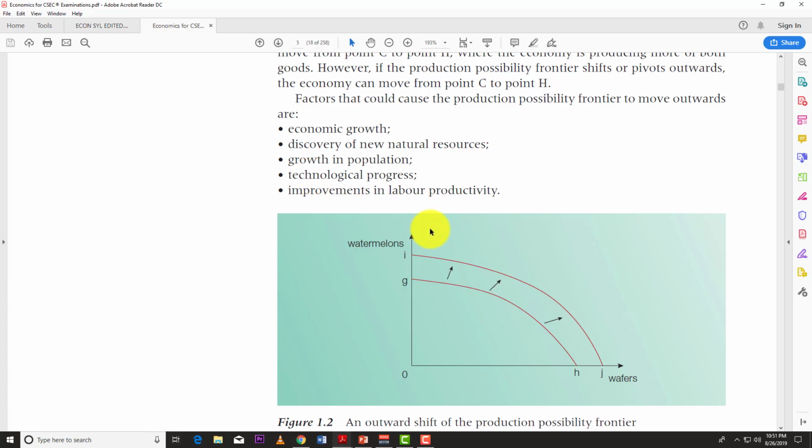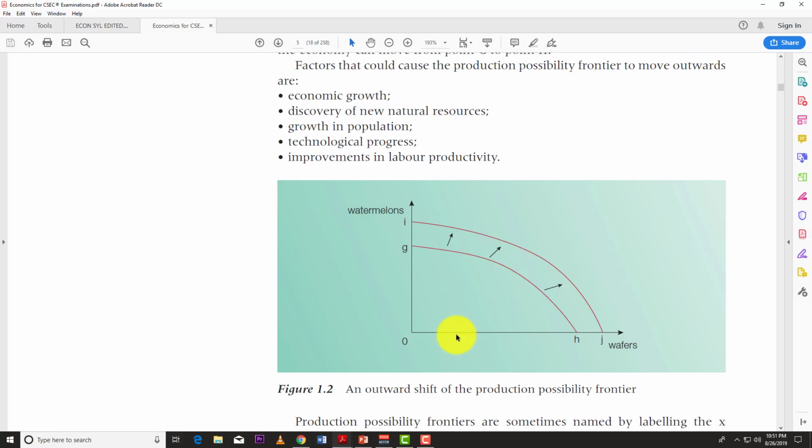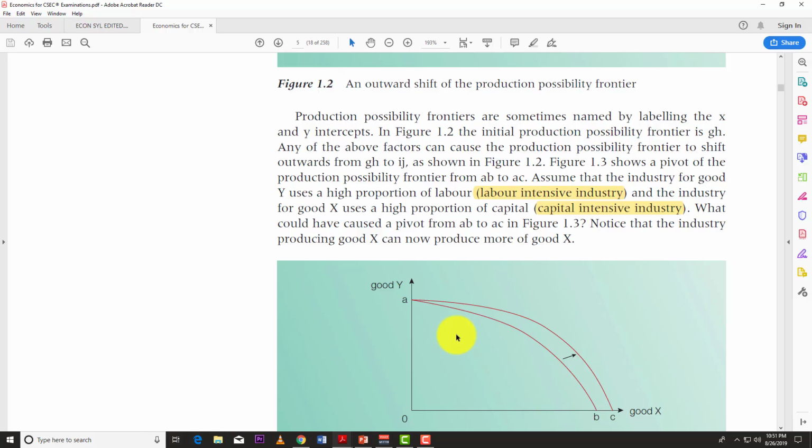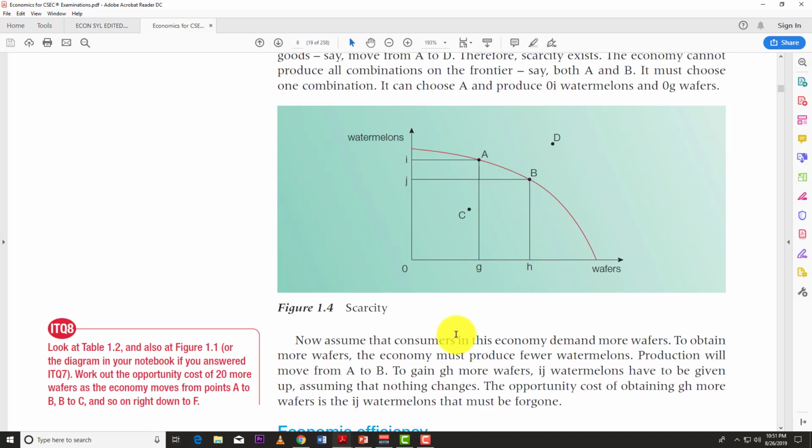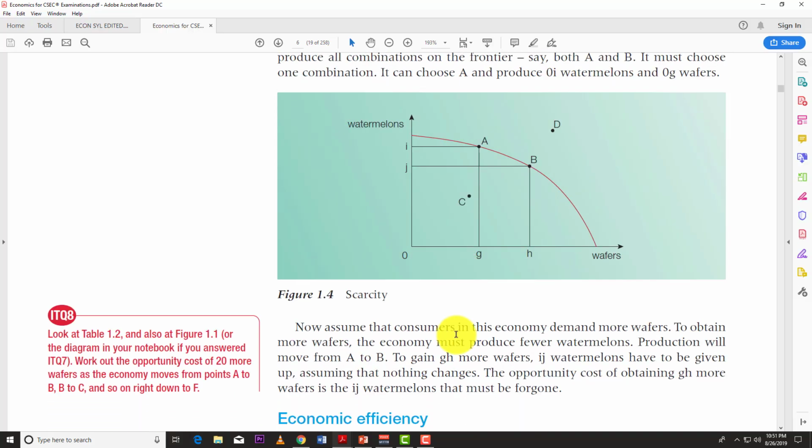Technological progress can cause it to shift outwards. Obsolete technology can cause it to shift inwards. Improvement in your human capital, your workforce, can cause it to go outwards, more efficient. When skills are not meeting the required job, it shifts inwards. So that's it in a nutshell, the production possibility frontier.